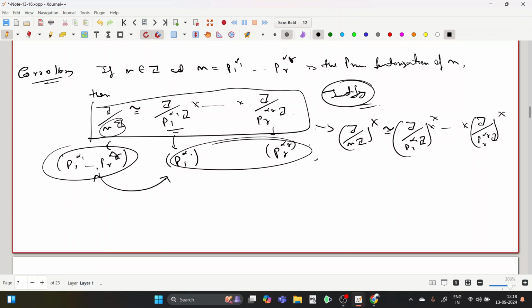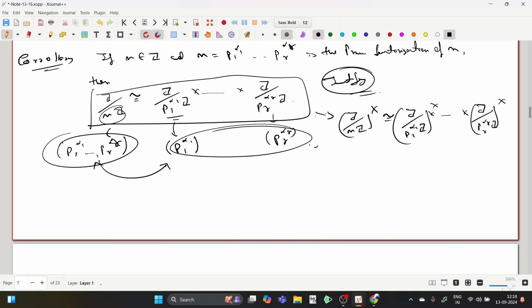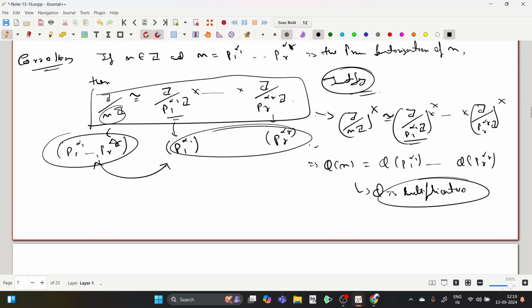But then, since we have an isomorphism, both sides must have the same number of elements. So, what is the number of elements in the group of units of Z mod nZ? It is exactly phi of n, but this implies phi of n is equal to, what is the number of elements here? In a direct product, the number of elements is the product of the numbers of elements in each of the sets, right? So, this is phi of p1 to the power alpha 1, and it continues till phi of pr to the power alpha r, but this immediately proves the fact that phi is multiplicative, and it actually proves the formula for Euler's totient function.